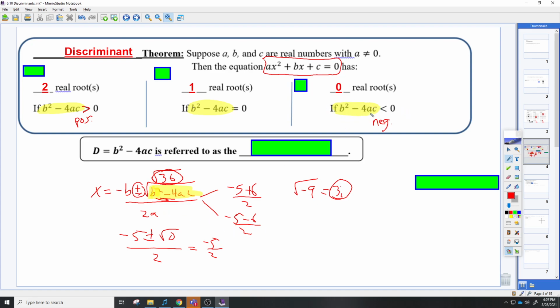We're just going to do the part that's inside the square root, and see how many roots there would be. We don't know what the roots are. We just know how many there are. That's the discriminant theorem. Also, sometimes they refer to b squared minus 4ac as a capital D, to stand for discriminant.